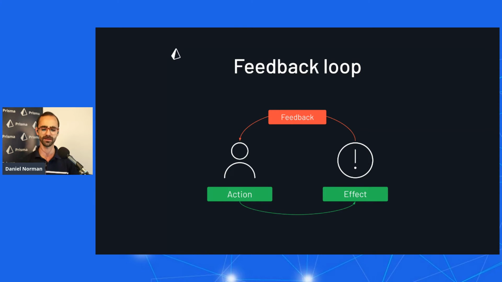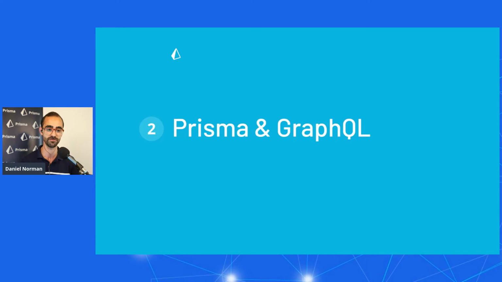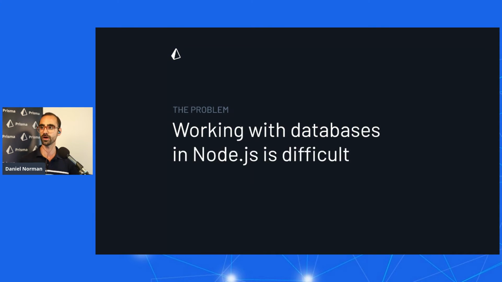So feedback loops are everywhere in software development. As a developer, as a team, as a company, you're essentially engaging in an iterative process of creation through experimentation. And feedback is essential because that's how you verify your assumption. Now, you briefly saw the kind of feedback loop that monitoring and observability with the tracing view that I showed give you. And this leads us to the feedback loop that Prisma gives you and the second part of the talk. Prisma and GraphQL. So working with databases in Node.js is difficult.